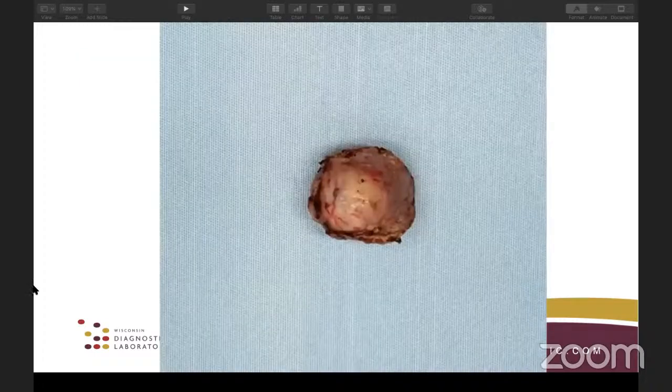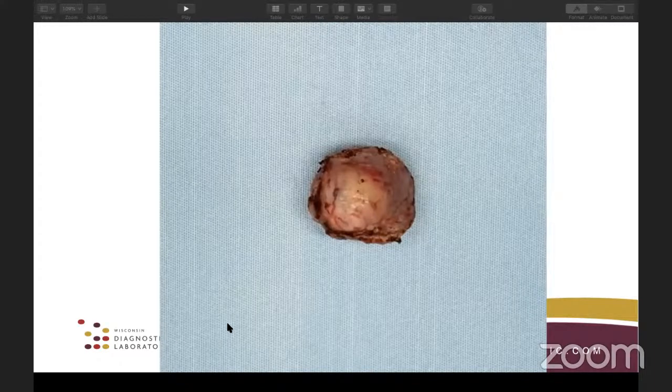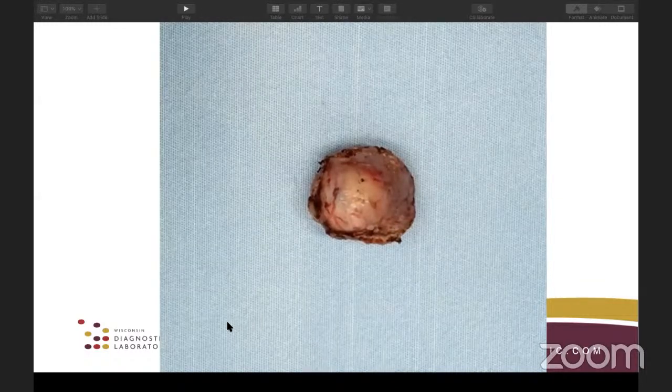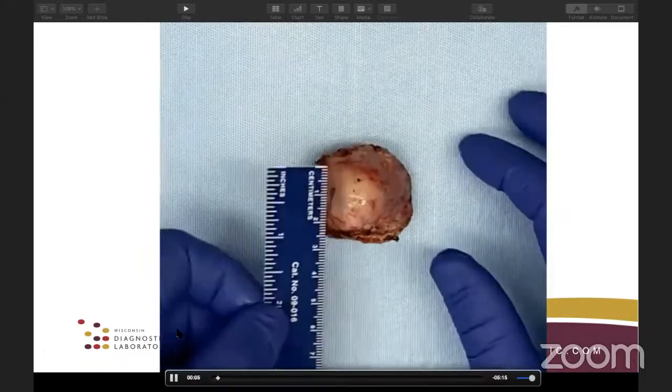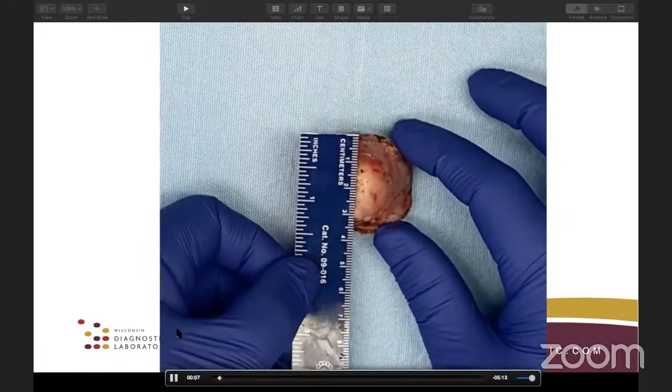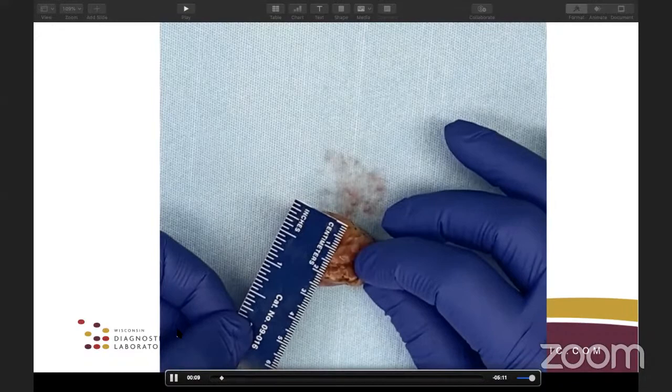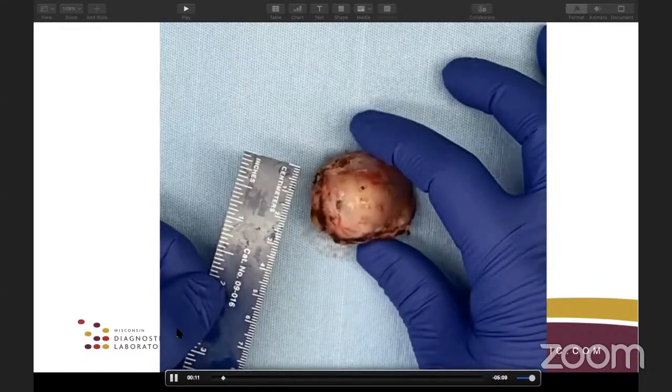All right, here's another video. So this is a partial nephrectomy specimen, and we're going to go through how I ink it and then how I section it. All right, so again, start off with measuring this. I'd already previously weighed it. So I've got my three dimensions.